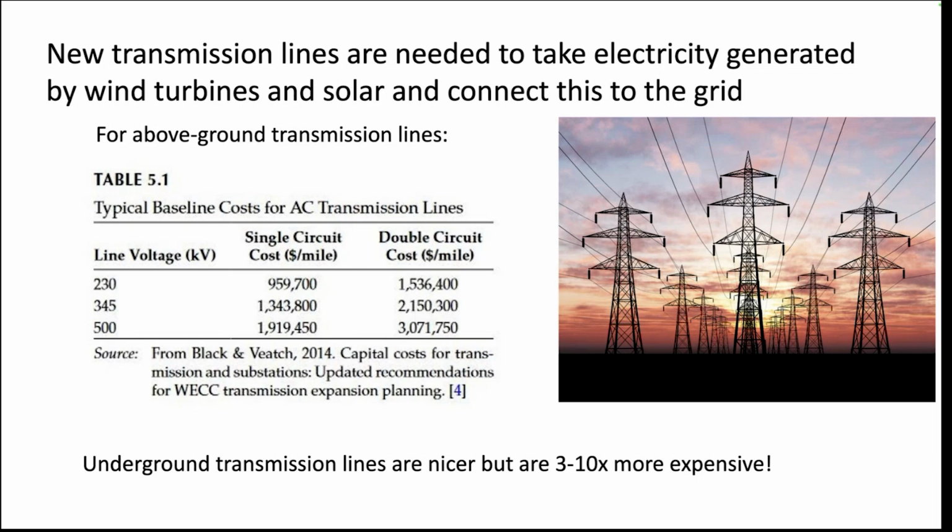And you can see here, here's the cost. This is a while back, 12 years ago, so these prices have gone up. But it's on the order of $1 million a mile to build a transmission line with a single circuit. And in addition, if you put them underground, which everybody wants, these are 3 to 10 times more expensive.